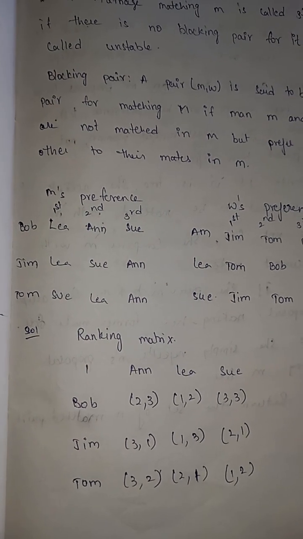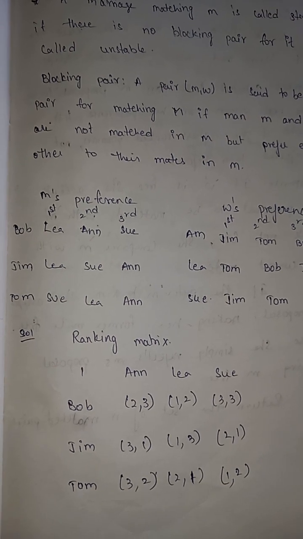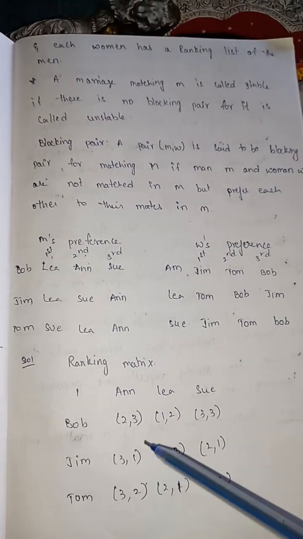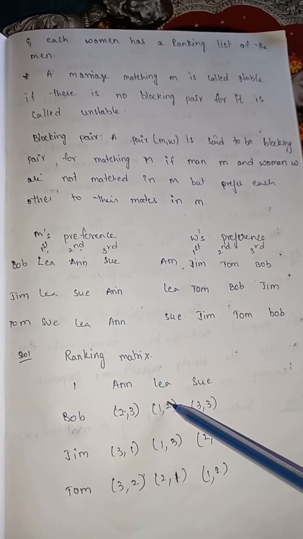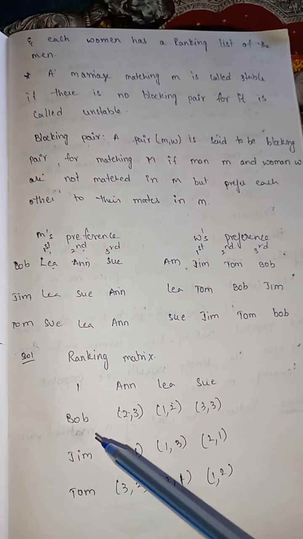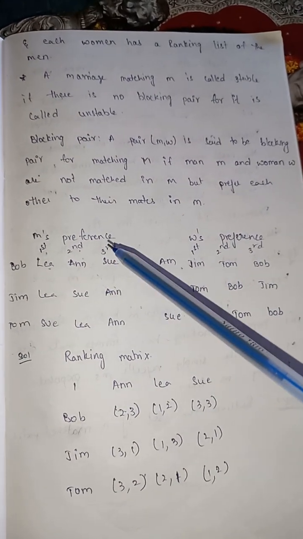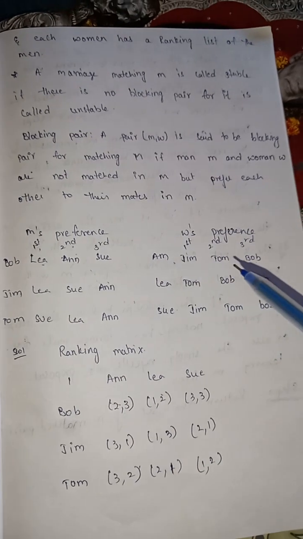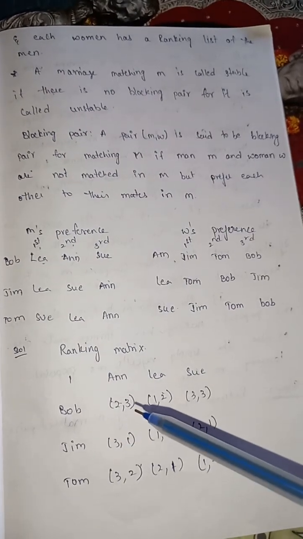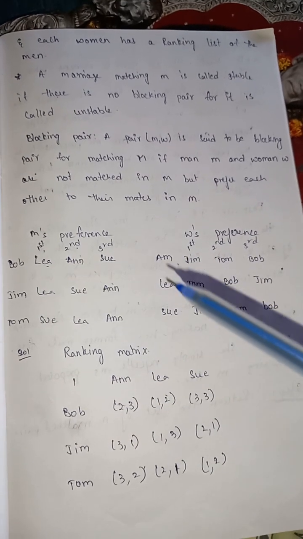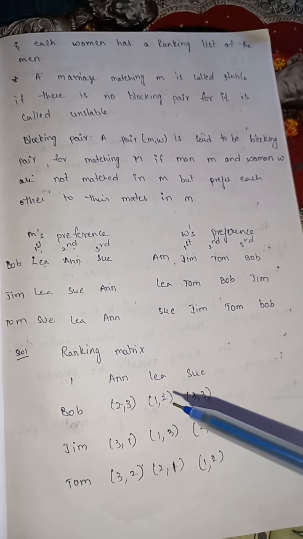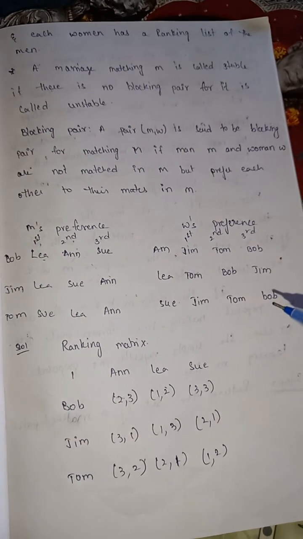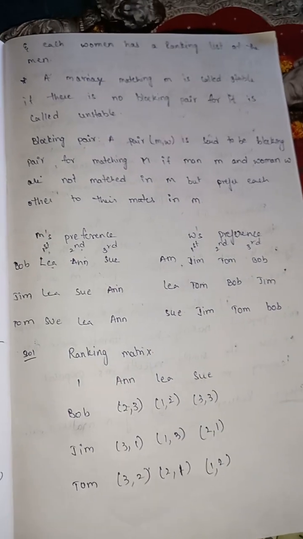Here, first Bob's preference of Anne is the second preference. Now Bob's preference of Lee is the first preference. Now Bob's preference of Sue is the third preference. Now Bob's preference for Anne is second, but Anne's preference for Bob is third. Now it is 2, 3. Bob's preference for Lee is 1, but Lee's preference for Bob is 2, so 1, 2. Now Bob's preference for Sue is 3, and Sue's preference for Bob is 3. Likewise we prepared this ranking table.